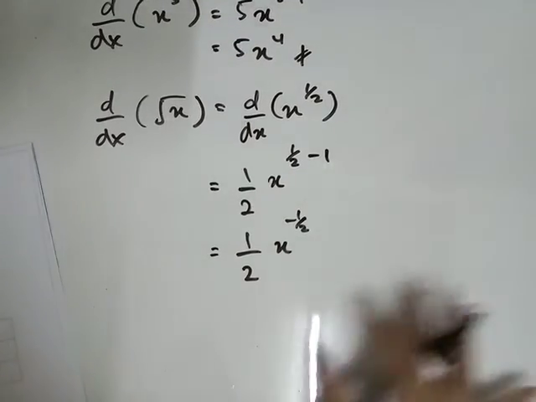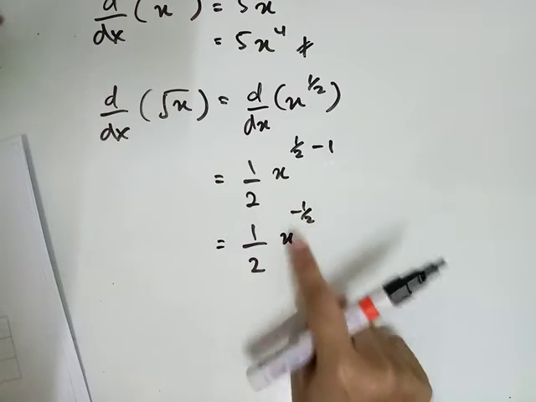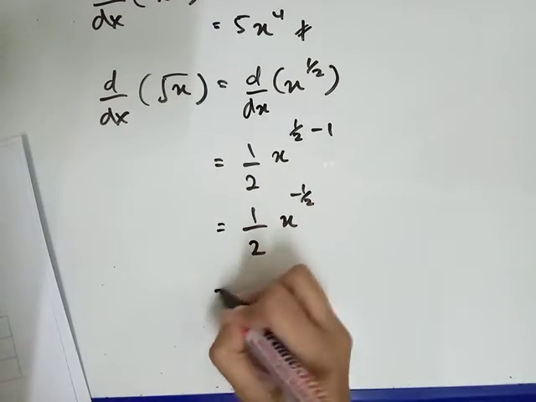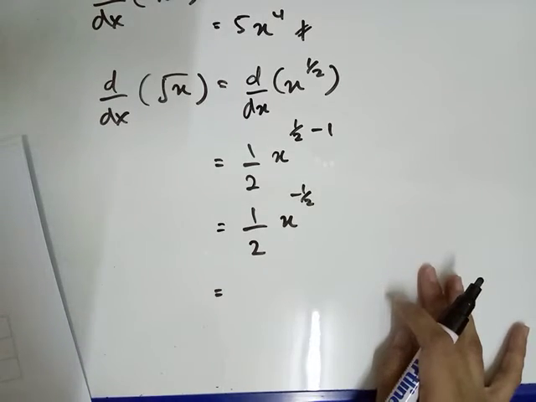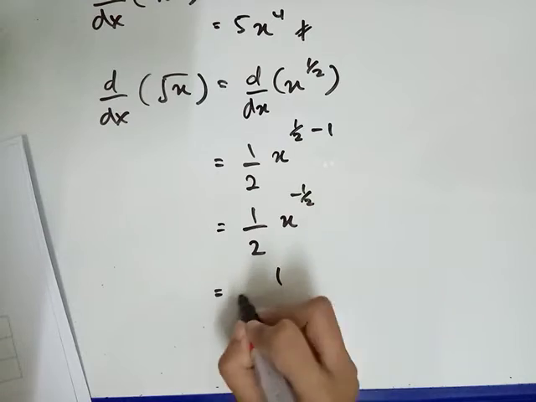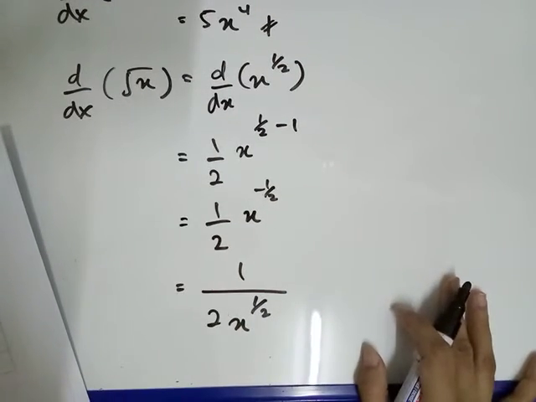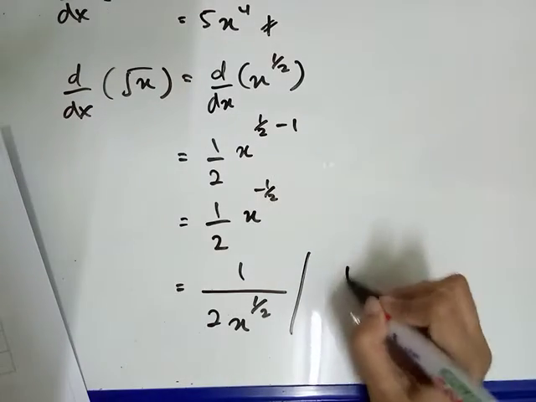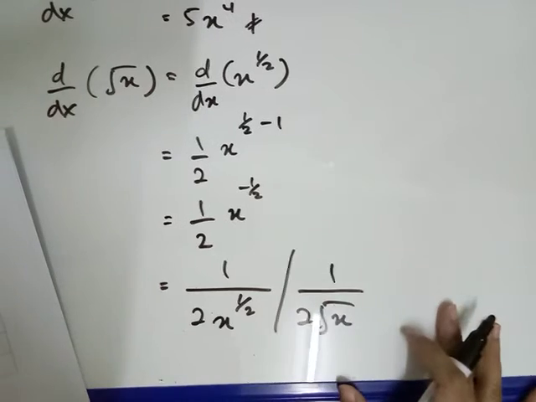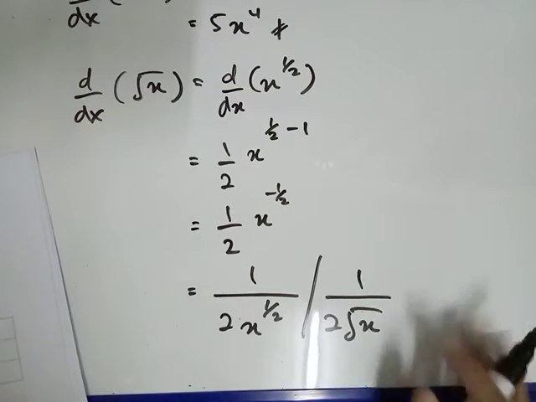But in the answer, we don't want the power to be negative. Now the power is negative, negative 1 over 2. So you have to make it a positive value. To make it positive, you have to bring it down to the bottom. 1 over 2 x power 1 over 2, or 1 over 2 square root x. Same answer. Okay, can you understand? This is for question 2.